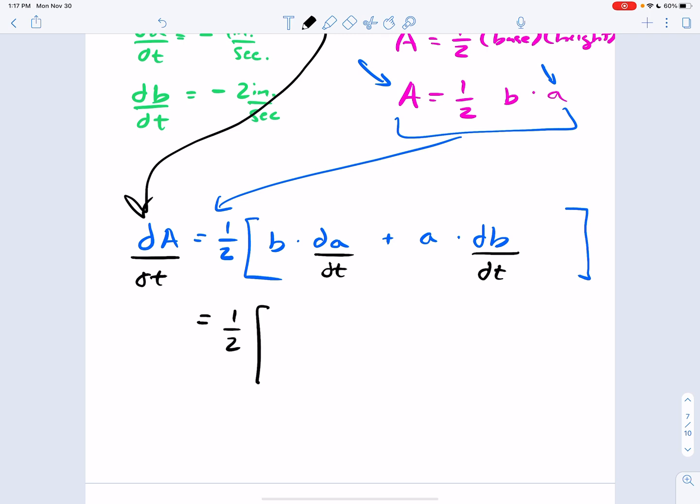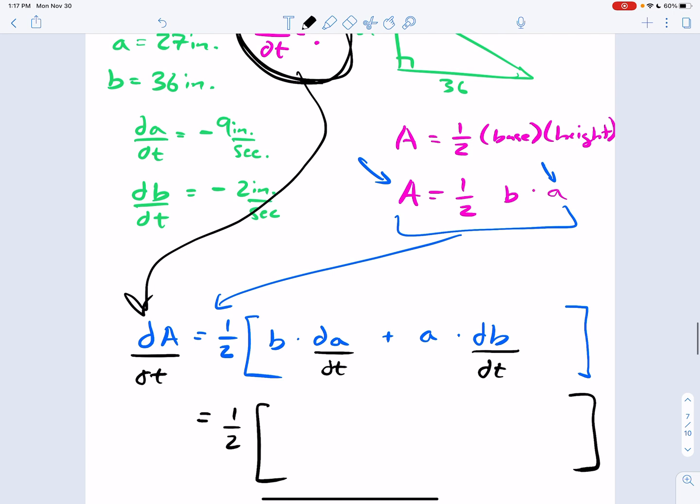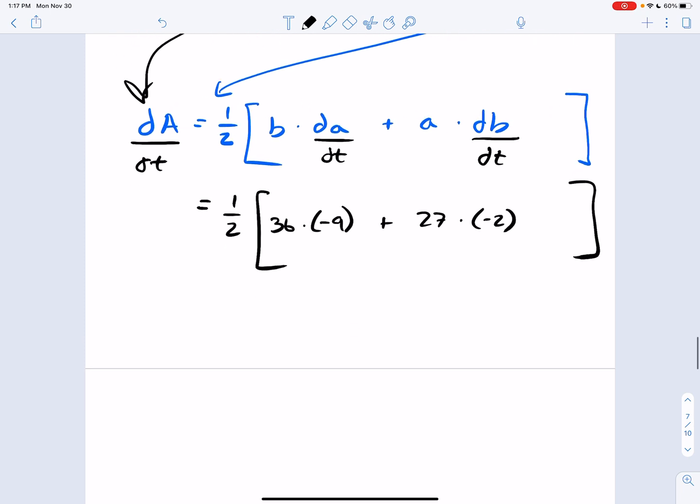Here we go, 1/2. B is 36. dA over dt is -9. Plus A is 27. And dB over dt is -2. Okay, a lot of plug and chug here, you guys. Okay, I'm going to go ahead and do that real quick. 36 times -9 plus 27 times -2. And then I'll take half of that. So dA over dt is -189.